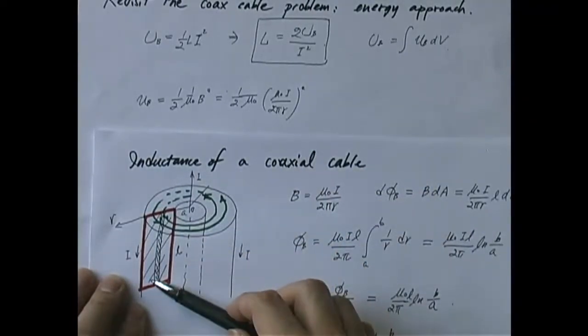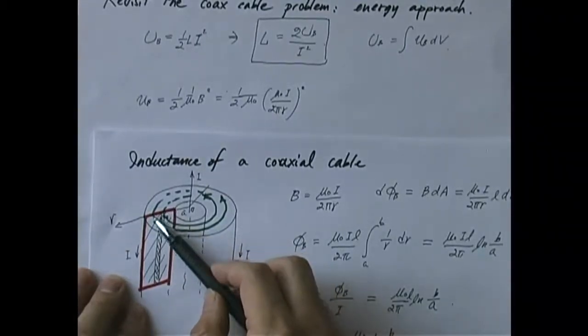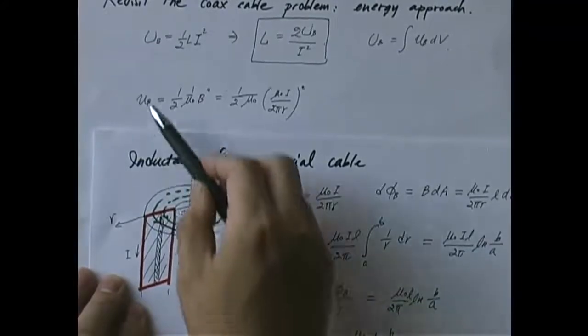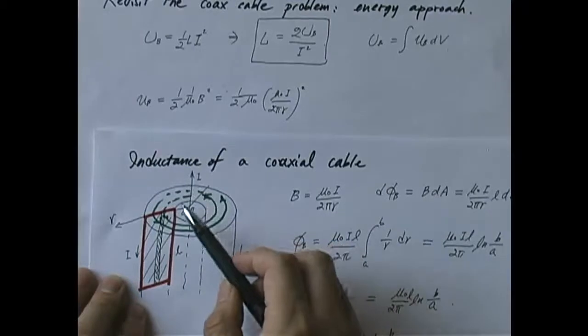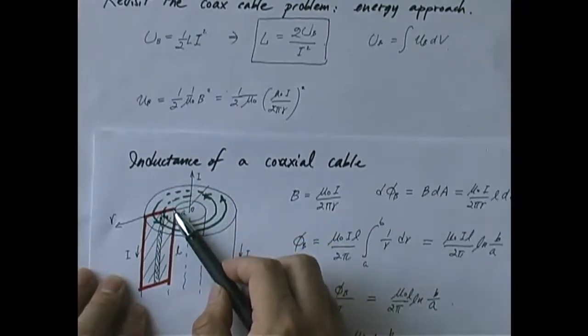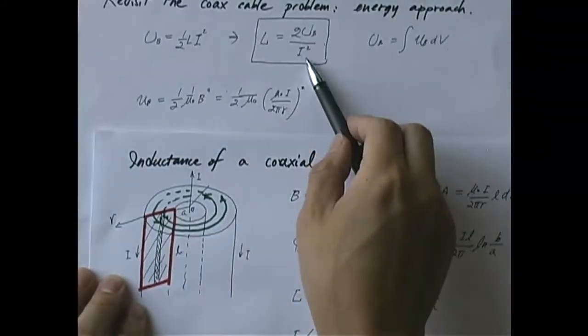So we can find the magnetic energy within this shell of radius r and r plus dr by multiplying u_B with what? The volume of the shell, right? And then we can add all the contributions up, all the shells up, to find the total magnetic energy between here and there. And then we're going to multiply by 2 divided by i squared and see what happens. So let's do that.